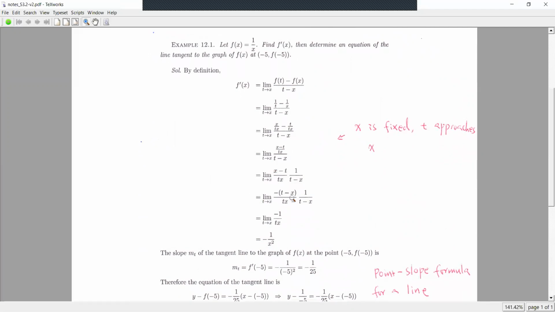Cancel t minus x from the top and from the bottom. Then we have this equation. Now, to find this limit, t approaches x. Plug in x in t. Then the limit is negative 1 over x squared. Negative 1 over x squared is the derivative of this function, 1 over x.